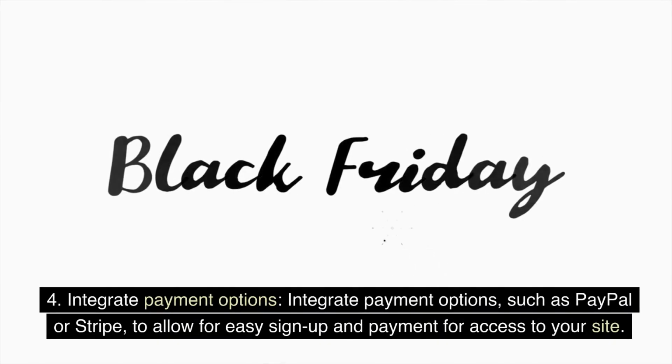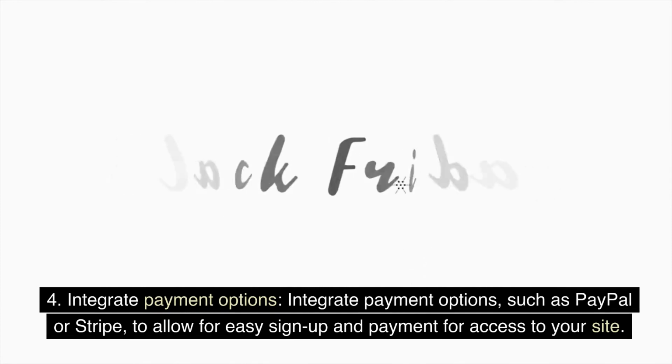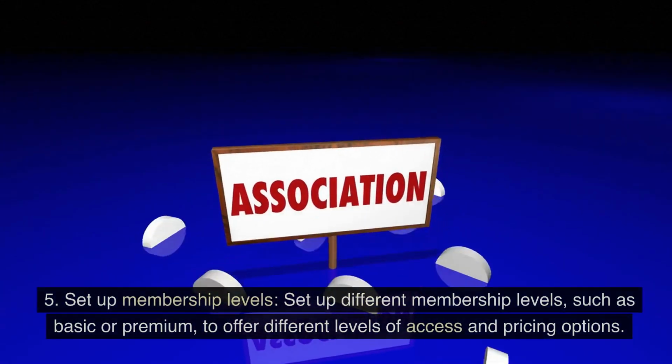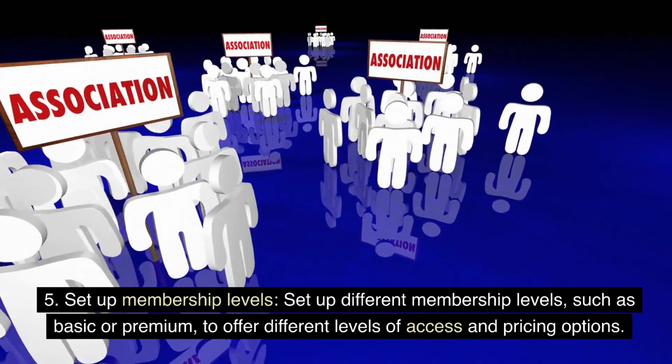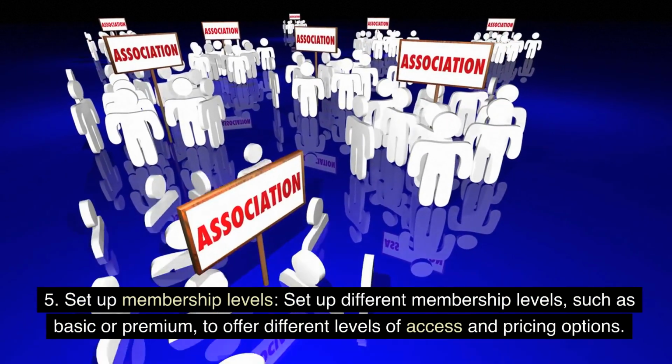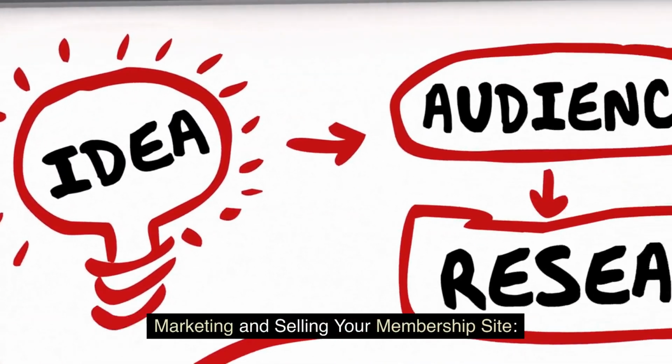4. Integrate payment options. Integrate payment options, such as PayPal or Stripe, to allow for easy sign-up and payment for access to your site. 5. Set up membership levels. Set up different membership levels, such as basic or premium, to offer different levels of access and pricing options.